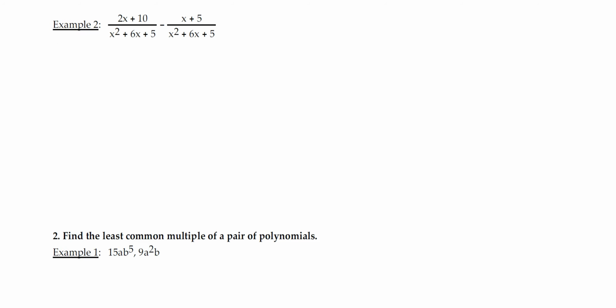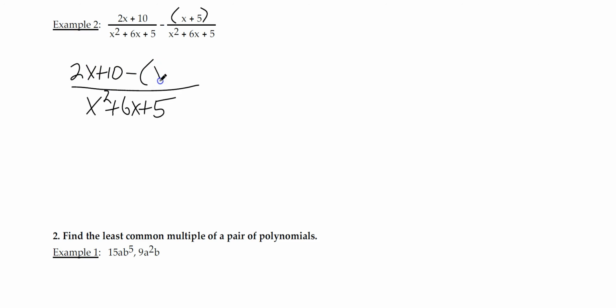Example 2. Again, in this case, we're subtracting rational expressions, and they have a common denominator. So the denominator will be common to both, and for the numerators, we need to be careful with the subtraction. I'm actually going to introduce a parenthesis around that numerator. So we have 2x plus 10 minus parenthesis x plus 5. That parenthesis helps us to correctly distribute this negative sign. The result of that will be minus x minus 5, over the denominator.